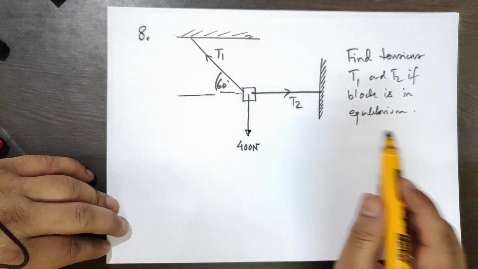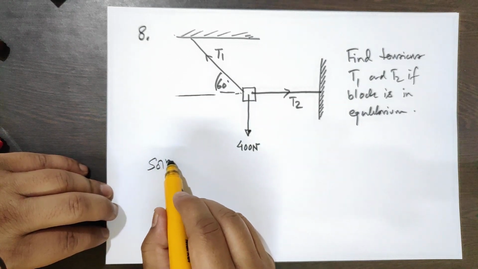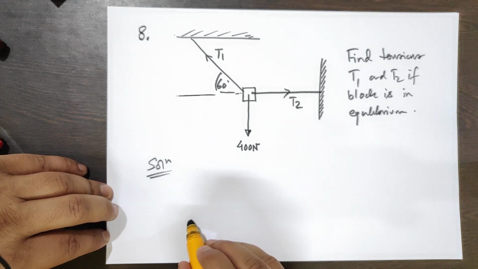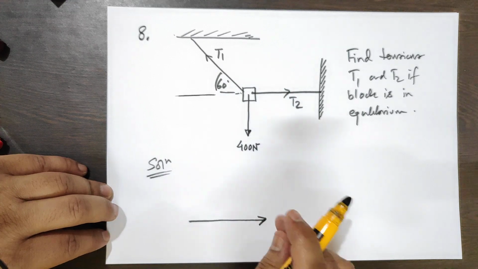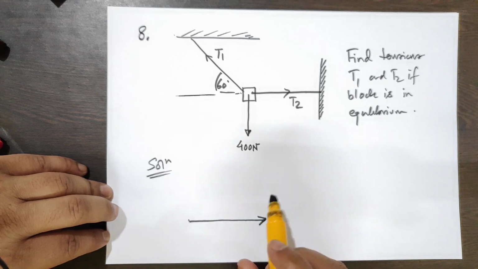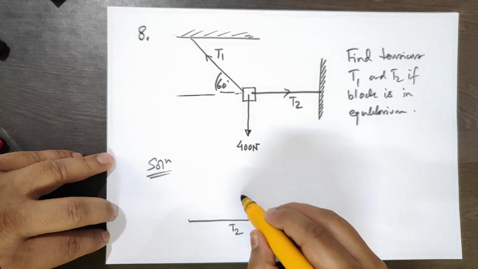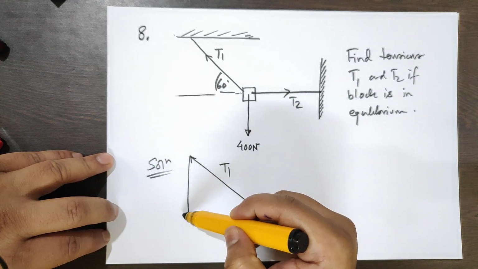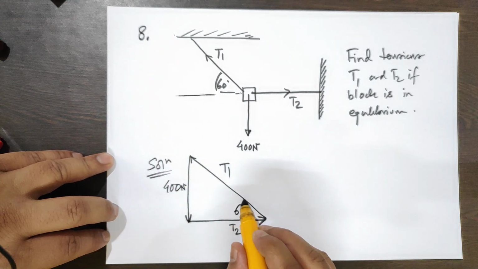Now the weight of the block is 400 newton, it's given. Which method you will apply, you decide. Here I will apply the polygon rule, and the vector sum is 0, that means the head of the last vector will coincide with the tail of the first vector. So that's T2 here, then T1, here it goes T1, and that's 400 newton. This is 60 degree.